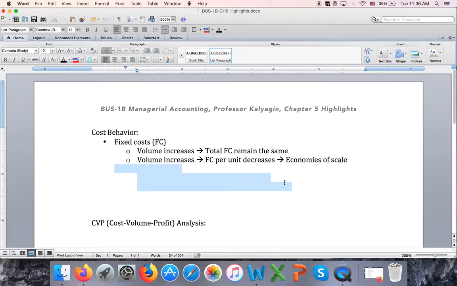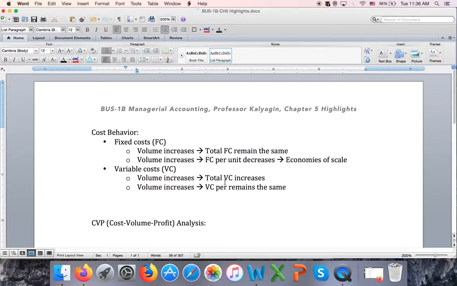The second group is known as variable costs, and these are the rules. So direct materials, direct labor would be examples of variable costs. If I make more units, volume increases, my total variable cost goes up. So the line will go up like this. But my variable cost per unit remains the same.